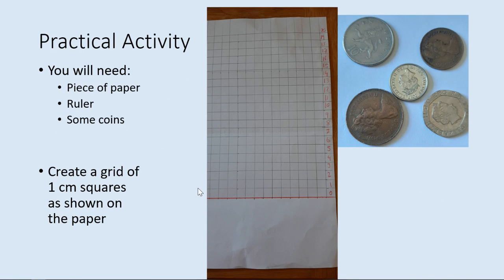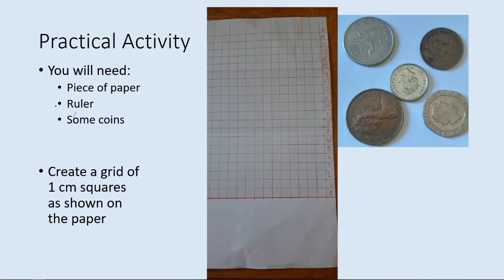So now what I'd like you guys to have a go at is a little practical activity, just to do an experiment, find some means, and then state those means with some random uncertainty. So what you'll need is a piece of paper. So I just used a piece of blank paper, a ruler, and some coins. So I've just used a little assortment here of coins.